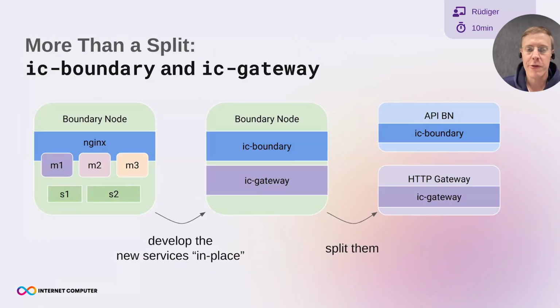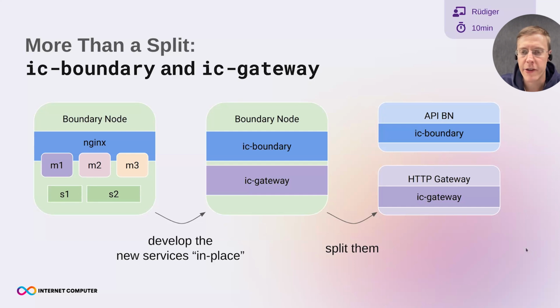Initially, the boundary nodes mainly consisted of Nginx. Because Nginx is not really made to work with the IC, we had to add a lot of custom modules and services. It was just one big patchwork. And as you can imagine, this patchwork is also not very performant. So we decided to completely scrap that and develop new services from scratch. In the end, we had IC Boundary, which is now the main service of the API boundary nodes, and IC Gateway, the service of the HTTP gateways.